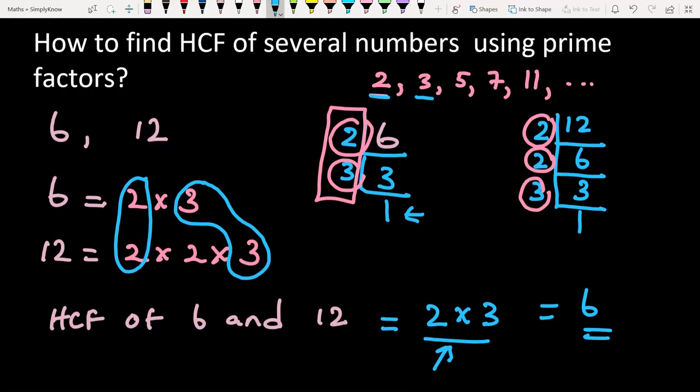So let me summarize the steps we did. Number 1 step is you need to find the prime factors of both numbers. Then write each number as a product of its prime factors. After that, identify the common prime factors to both numbers. And finally, obtain the product of common prime factors to find out HCF.